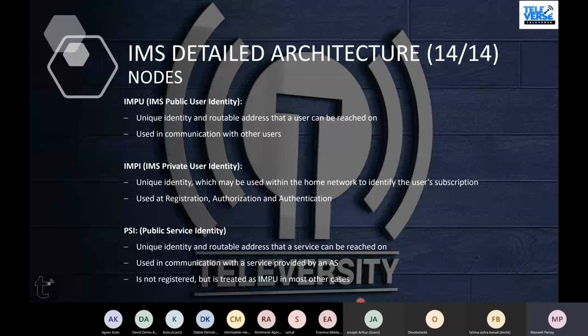And then the last one is related to services. That's a PSI, that's a public service identity. That's the unique identity and routable address that a service can be reached on. So here we are talking about connecting to other services, such as the application service, the gaming service, the voice over IP service, the different aspects of IMS services that we'd want to implement. We also have them giving these public service identifiers. So these are the three main identifiers that exist on the IMS network.